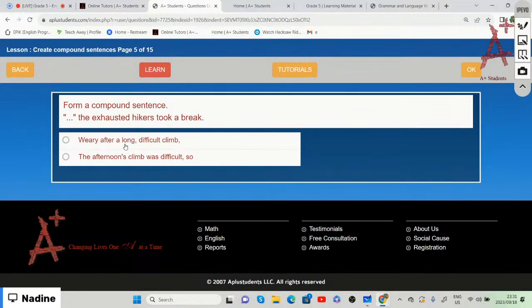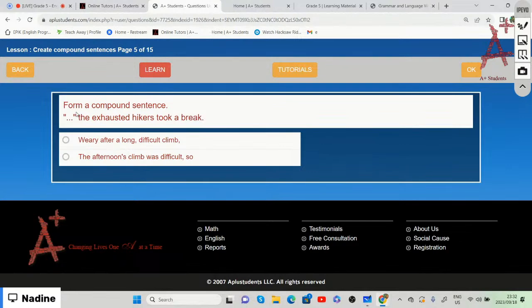All right. Weary after a long, difficult climb, the exhausted hikers took a break. So now we need to find the compound sentence. We need to form compound sentences. We will start with the options before we go to the sentence, or let's say the simple sentence. Is it weary after a long, difficult climb? The exhausted hikers took a break. Or the afternoon's climb was difficult, so the exhausted hikers took a break.